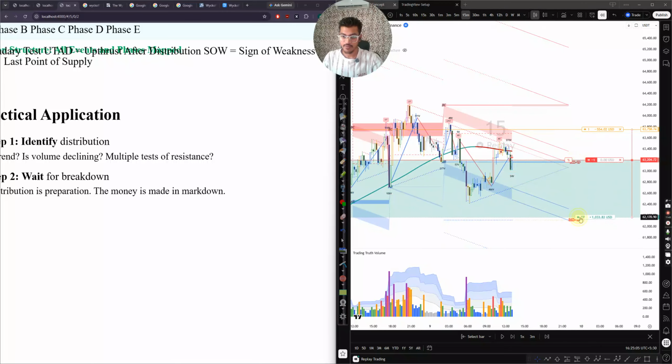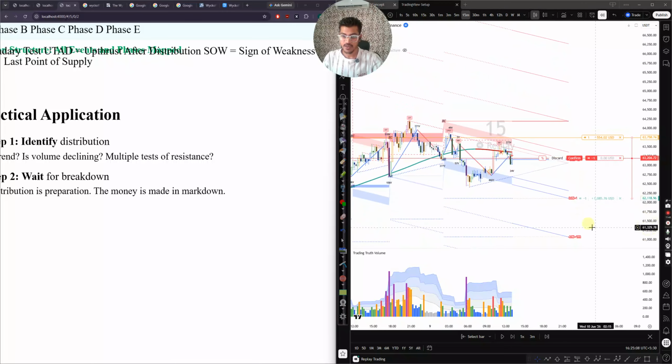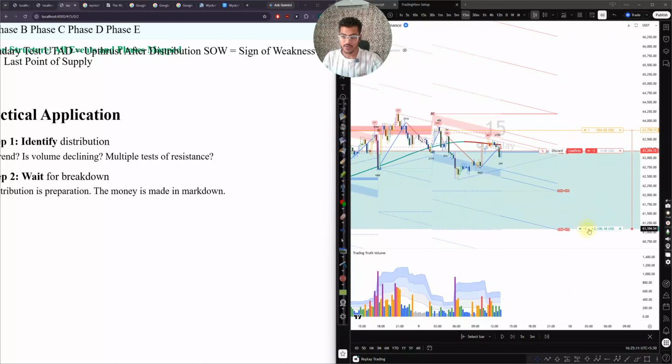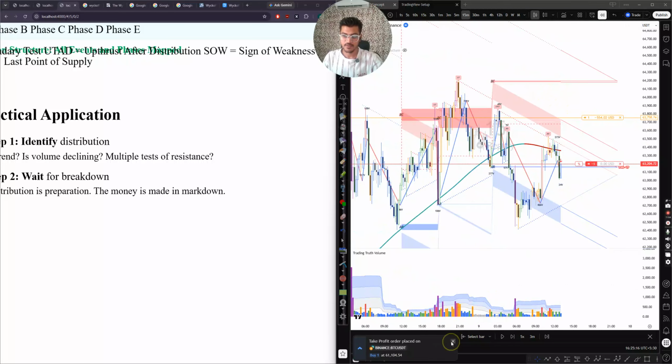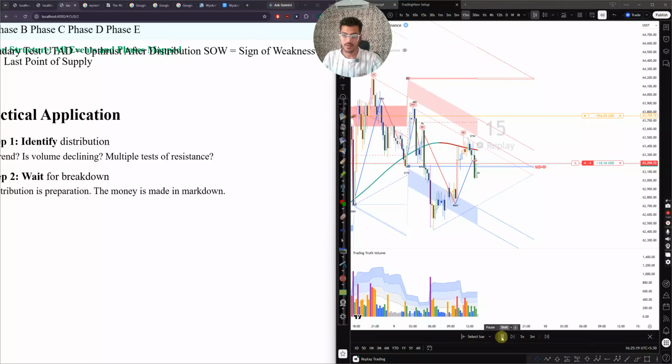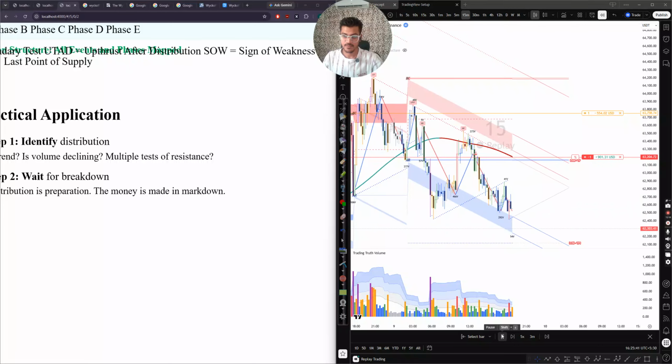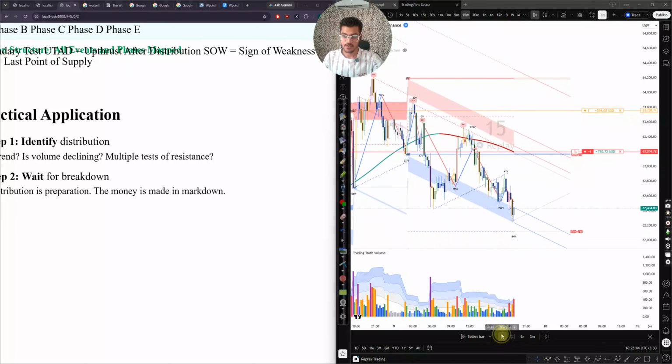So I can drag my TP, this one here, or I can just drag it here as well, TP2. Let's see how it goes. So as I did that, there is support here, so let's see if it breaks there and then goes down. All right, see there. So it goes down.